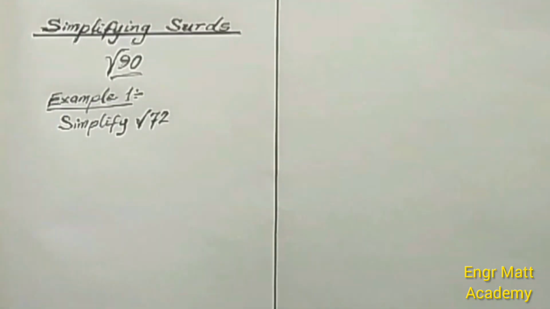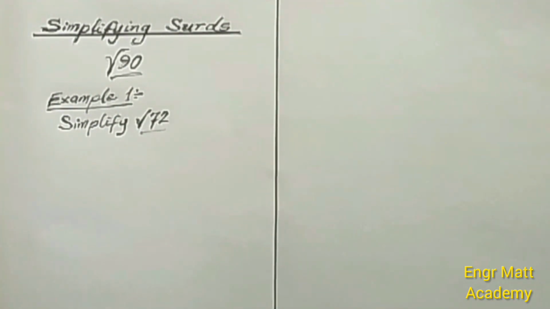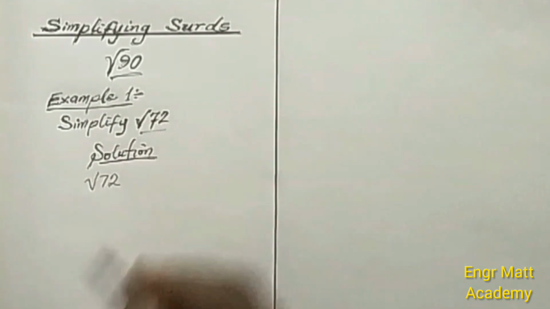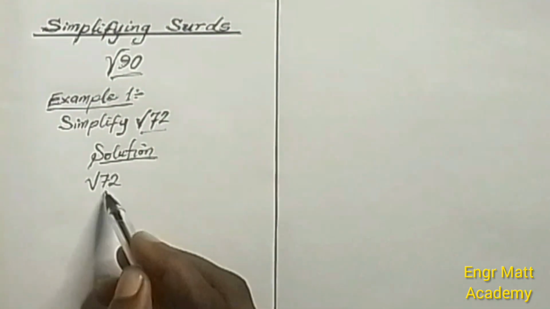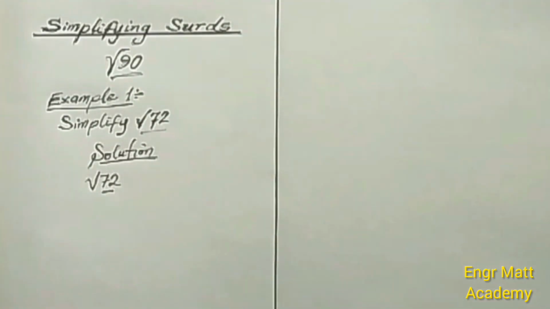Example 1 says simplify root 72. How do we do that? Let's go straight to the solution. The problem once again is to simplify root 72. How do we do that? We split 72 to 2 of its factors, and one of the factors must be a perfect square. Not just a perfect square, one of the factors should be the highest perfect square of 72.